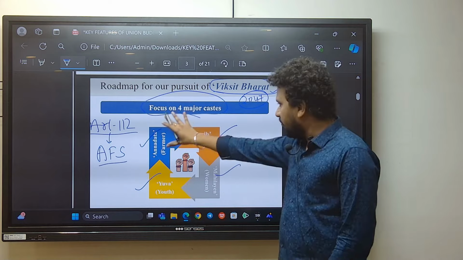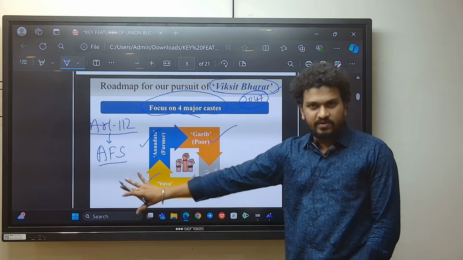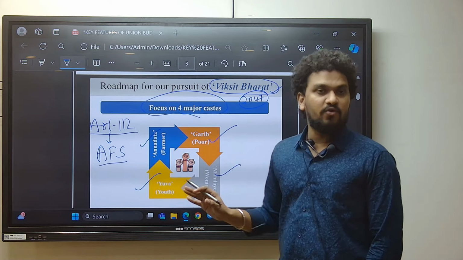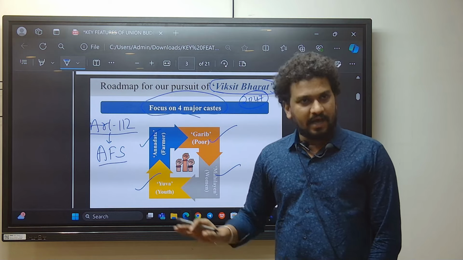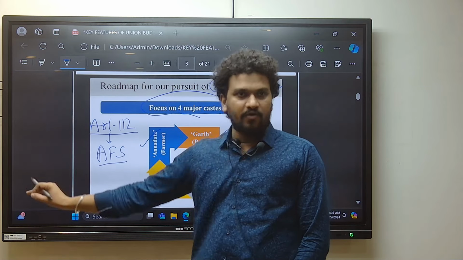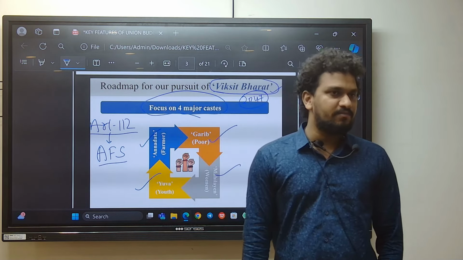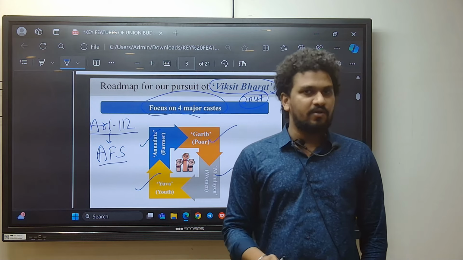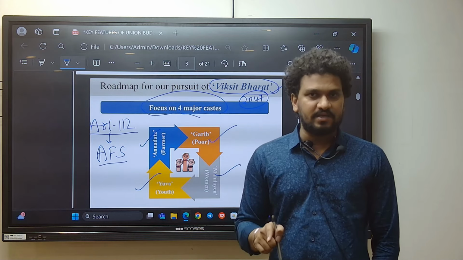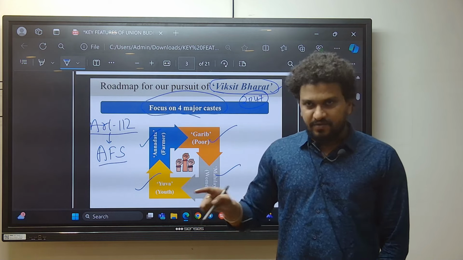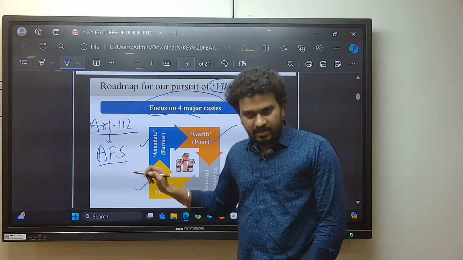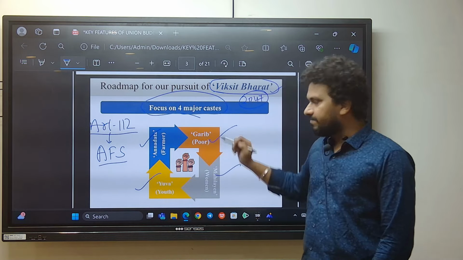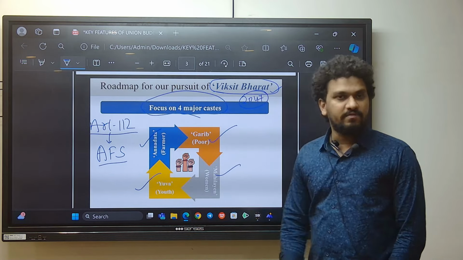So these are the four major focus areas of the government, which it has resembled in the name of four major castes. As I told you, these are the four major challenges that we are facing in contemporary times also. Even today, the major problems that we are facing in our country are with respect to farmers, with respect to the youth, with respect to the poor people, and with respect to the women.